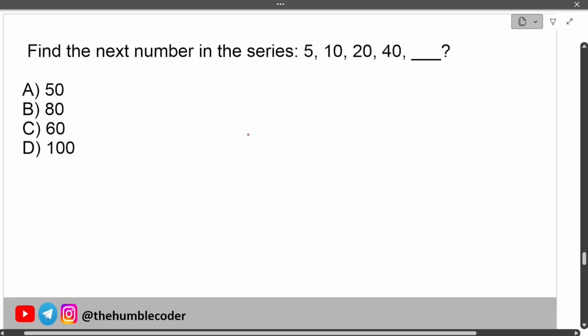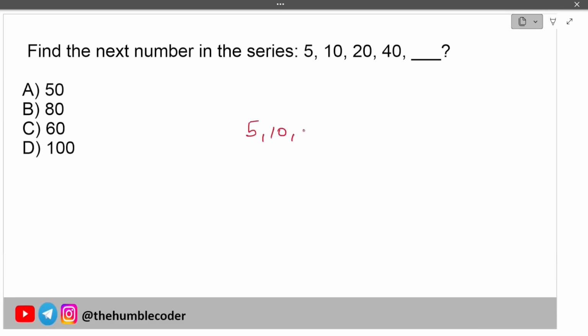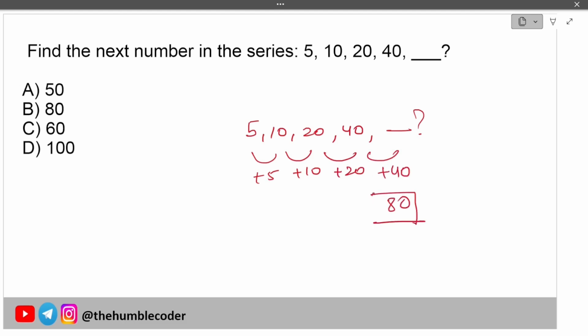Find the next number in the series. So we have been given a series 5, 10, 20, 40. So what is the next term in this one? So let's try to find out. 5 to 10 is what? Plus 5. 10 to 20 is plus 10. 20 to 40 is plus 20. So clearly the difference is doubling every time. Initially the difference was 5, then 10, then 20. So this time it is going to be 40. So 40 plus 40 will give us 80. The correct answer for this question is 80. So option B is the correct answer.